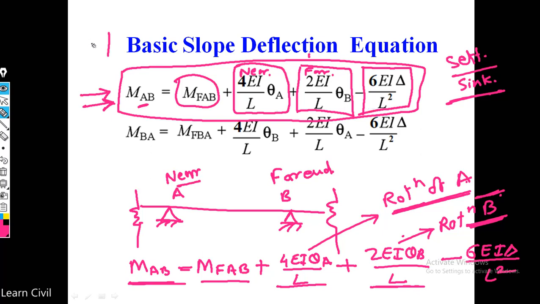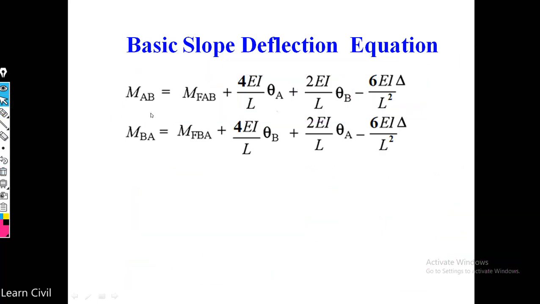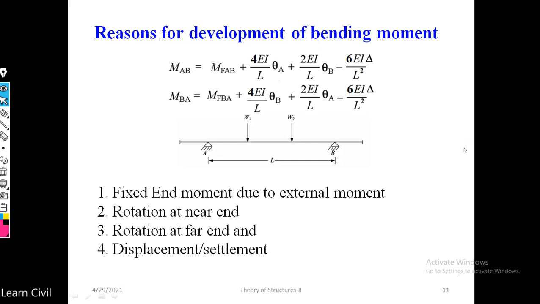So whenever bending moment is developing in any continuous beam due to external load, this will be the sum of fixed end moment plus bending moment developed due to rotation of near end plus bending moment developed due to rotation of far end minus 6EI delta upon L square. This is the basic equation of the slope deflection method.